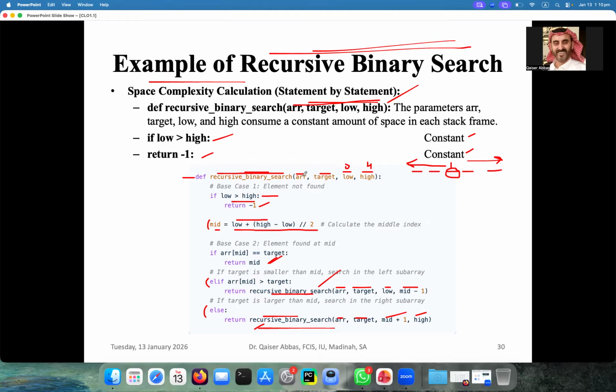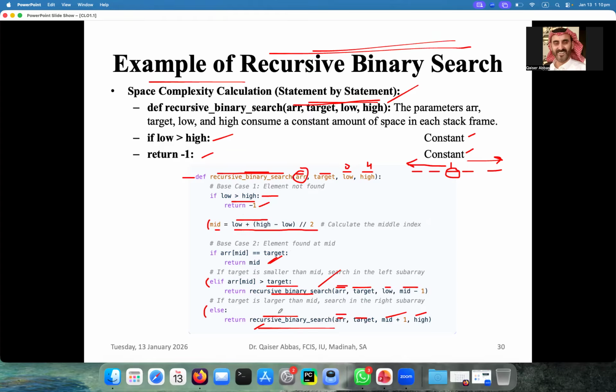In this binary search, we have this array. We are using this array, and whatever the size of the array is, so order of n is due to this array. But this low and high and this recursive binary search, this algorithm is reducing the size of the array each time into half.